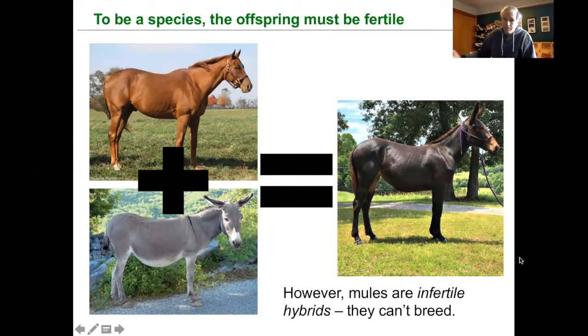Okay? And this process of what we call an infertile hybrid is observed amongst multiple species. You can actually breed a lion and a tiger together and you get what's called a liger. However, they are, again, infertile hybrids. They cannot breed themselves.